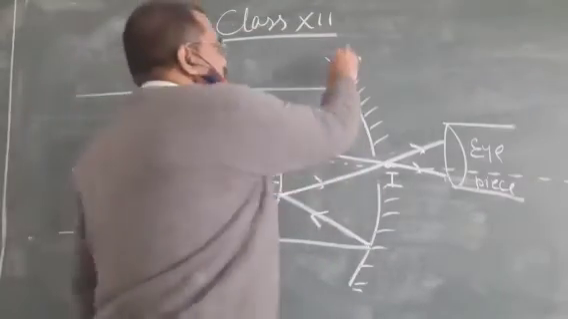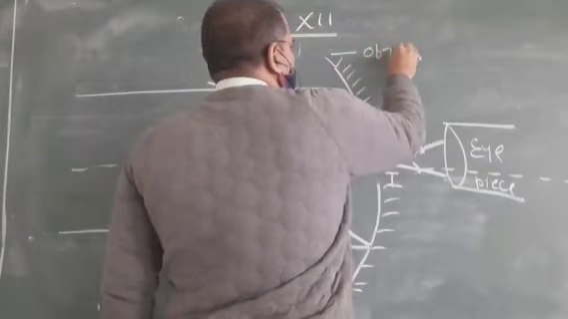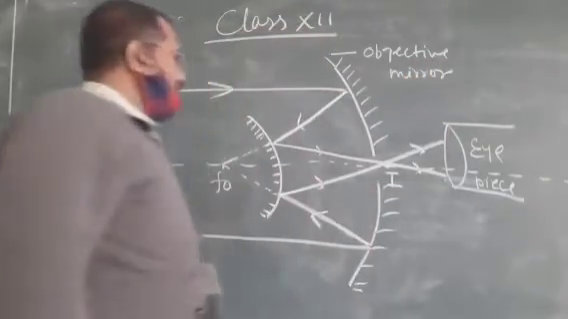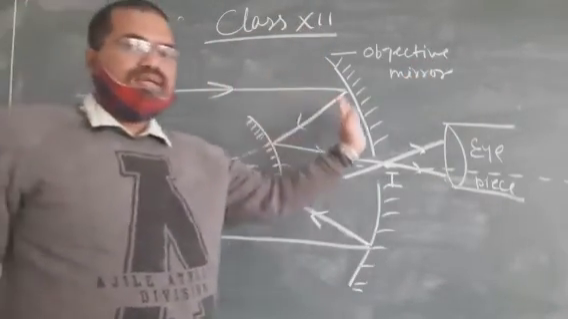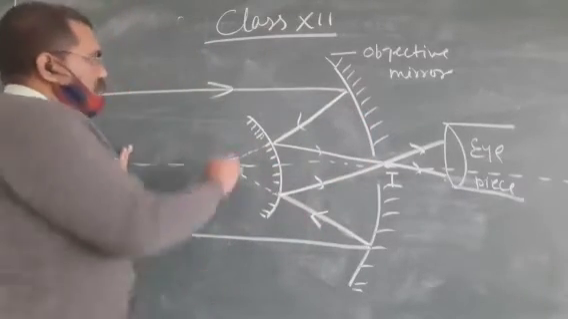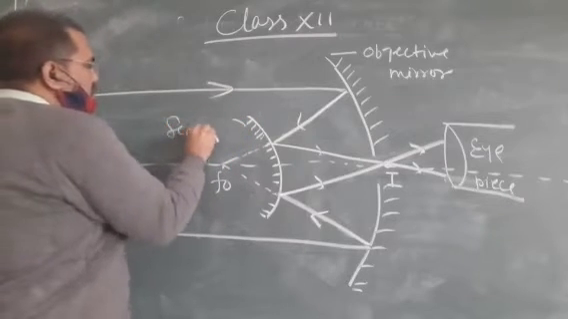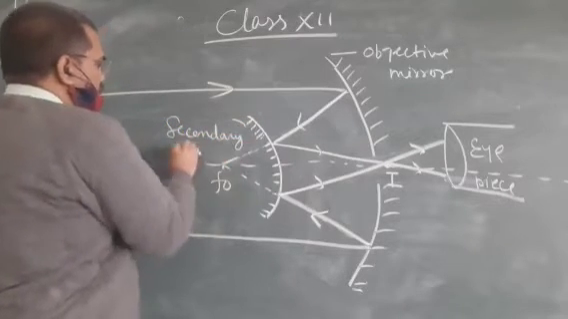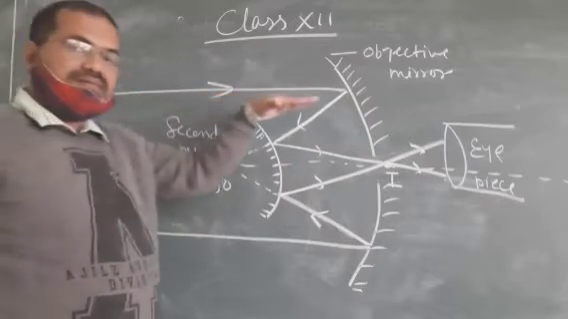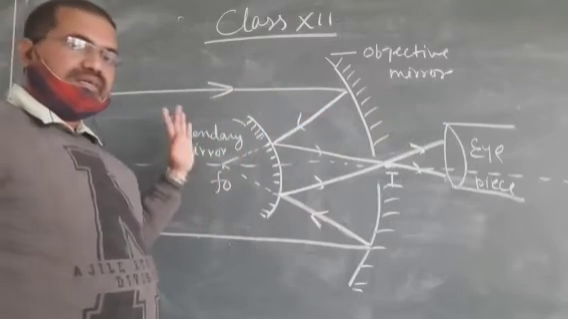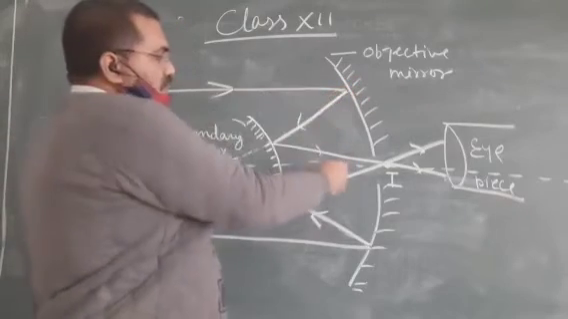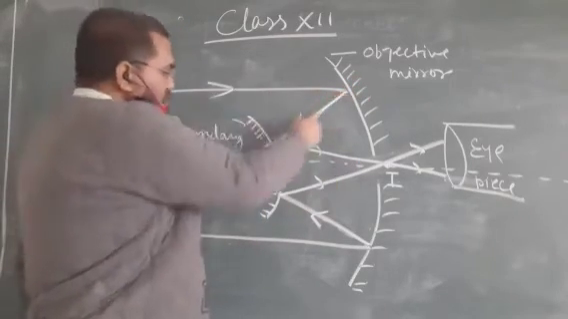Concave mirror is used as objective mirror, which is also known as primary mirror, and convex mirror is the secondary mirror. This is called secondary mirror. So incident rays coming from infinity, because your object is at infinity. When incident rays are coming from infinity and parallel to the principal axis, they will focus on the focal point.